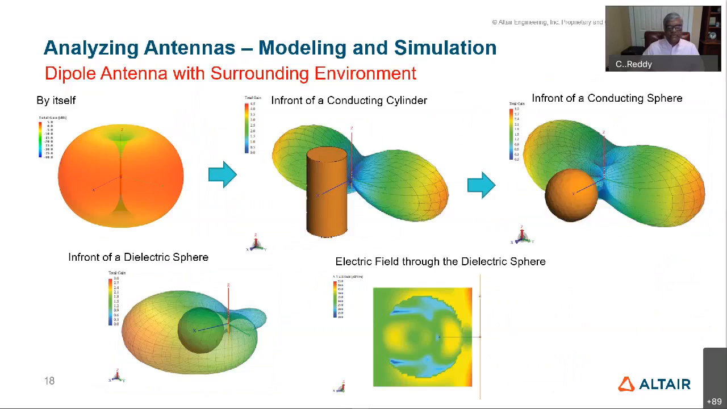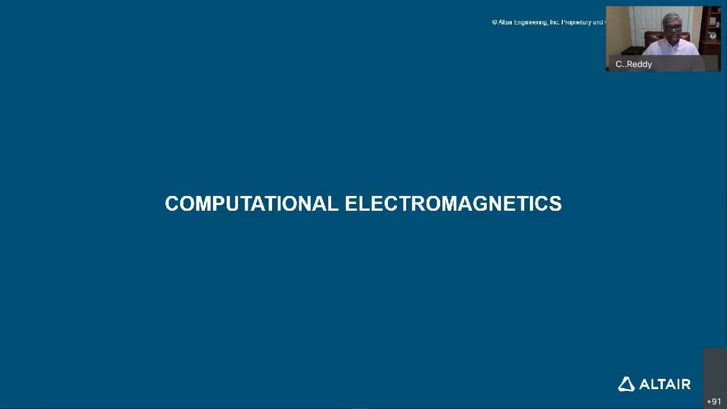So the point I'm driving across is that if you were to analytically derive these equations, they could get more and more complicated when you add more and more objects to it. And of course, with the simulations, you can play around with them. It doesn't matter if it's a cylinder, sphere, or any other structure, you can place it and you will be able to solve it. How do we do that? That is using computational electromagnetics.